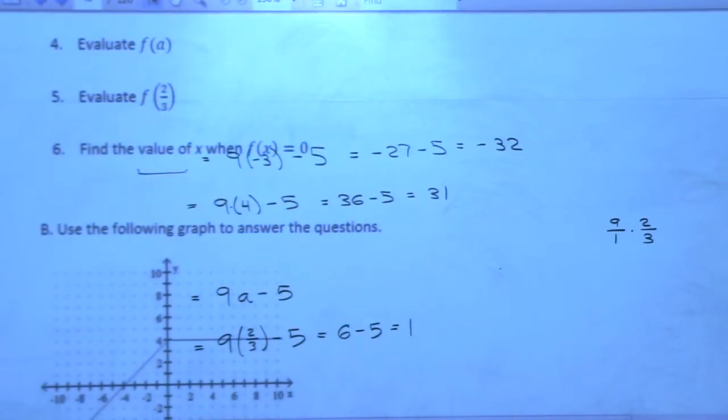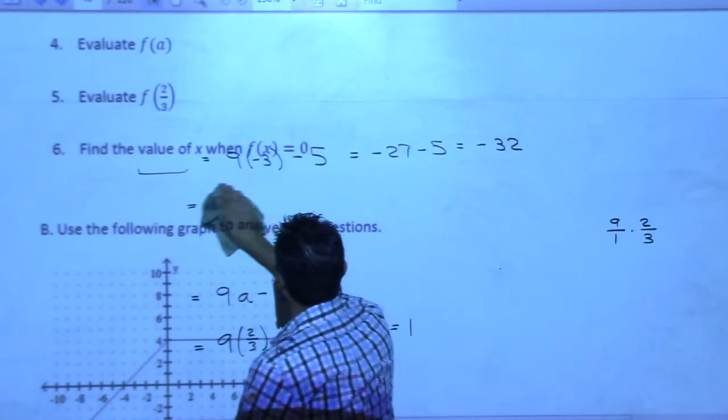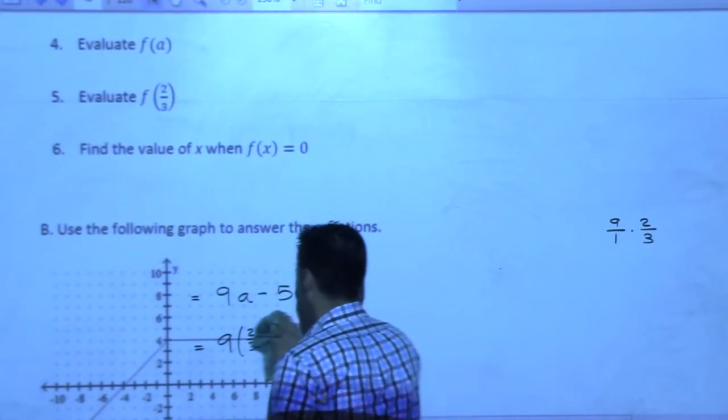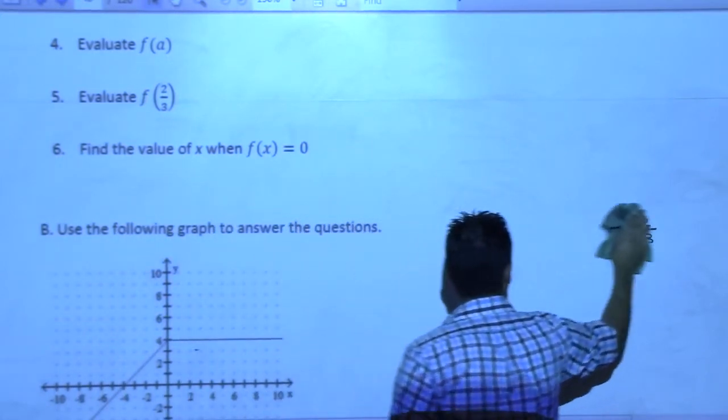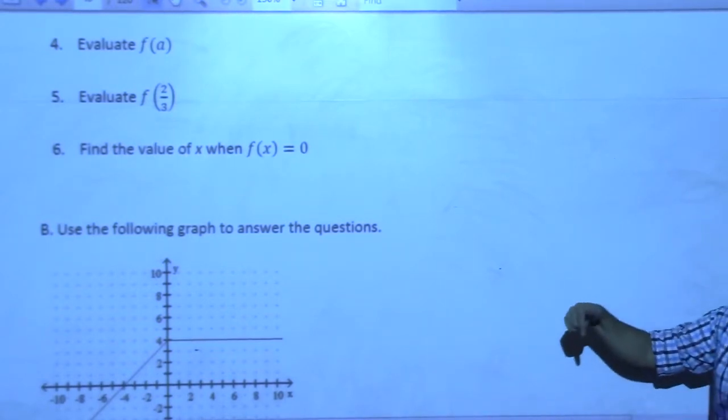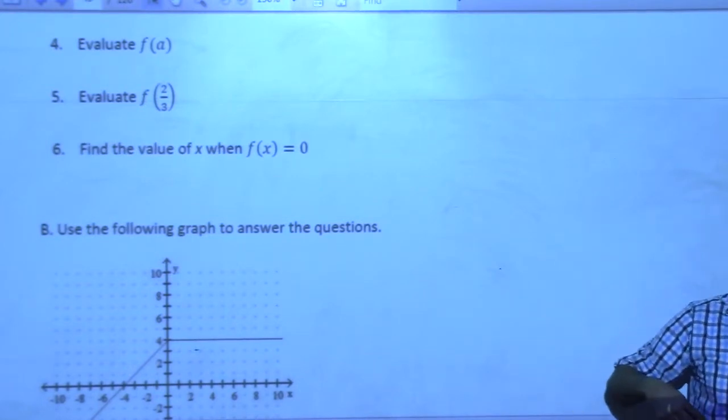Okay, let's look at that last one. What is this last one asking? Is it asking you to plug 0 in? No. It's asking you, what do you plug in to get 0, right?